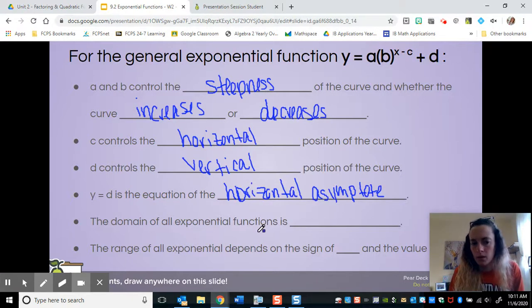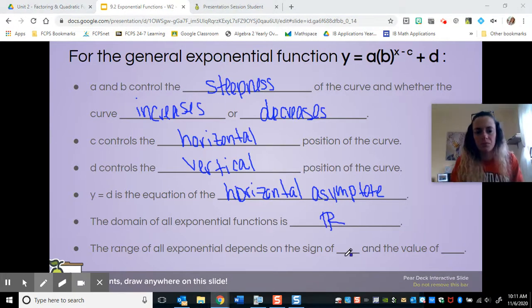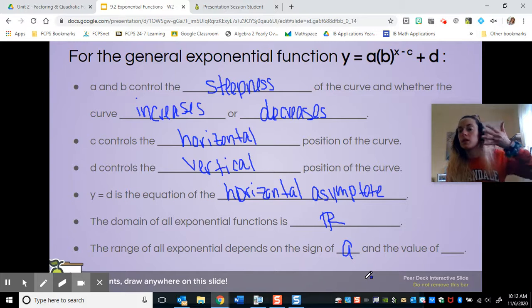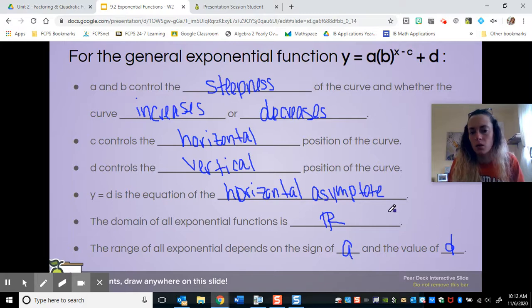We had already stated that the domain of any exponential function or all exponential functions is all real numbers. And the range of all exponential functions depends on 2 things. So it depends on, number 1, the sign of A, because we had seen that if it's negative, it can reflect it over the x-axis, or if it's positive, it's on top of the x-axis. So it depends on the sign of A, but it also depends on the value of D. So we had said D is the horizontal asymptote, and that will change the range as well.